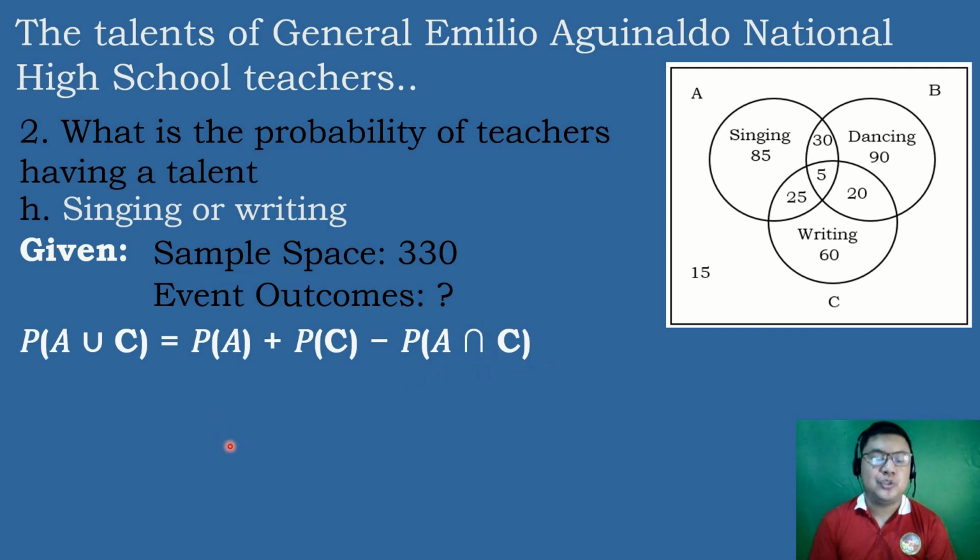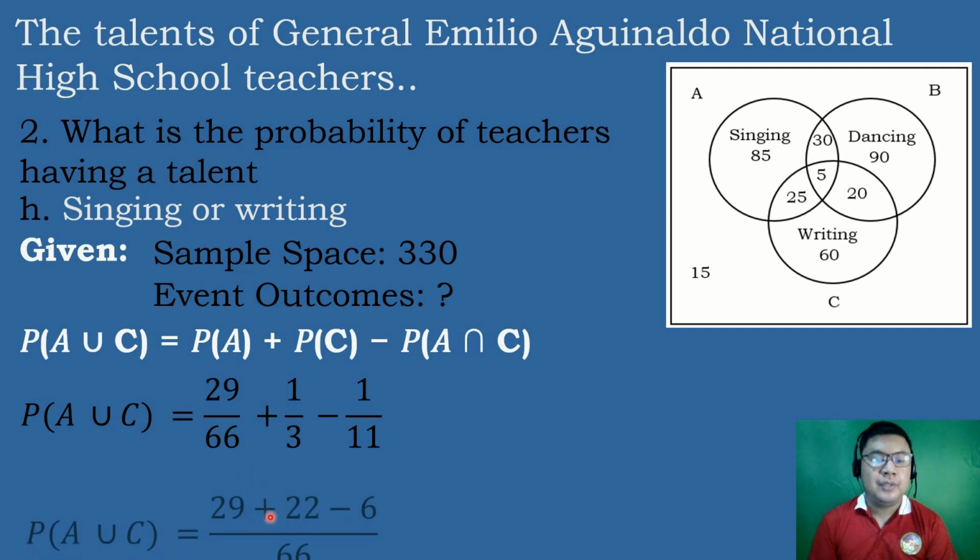We will be substituting the corresponding value. Probability of A is 29 over 66. We have already computed it earlier. Plus the probability of C, which is equal to 1/3. So we have 25 plus 5 plus 20 plus 60 all over 330. Then get the lowest term, and that is 1/3. Minus the probability of A intersection C is equal to 1 over 11. Again, these examples have already been computed on our earlier questions. So I have just substituted them into our problem.